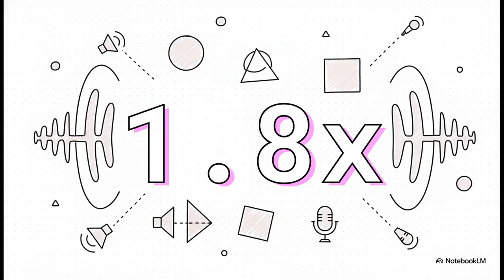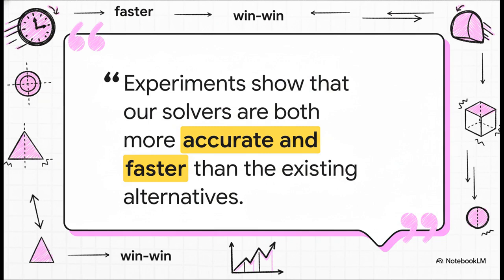And hey, this isn't just about what we can see. The exact same mathematical ideas apply to sound. For a smart room that needs to figure out where all its speakers and microphones are on its own, these new solvers are up to 1.8 times faster than what they had before. You know, the researchers behind all this really put it best. They said their experiments show that their solvers are both more accurate and faster than the existing alternatives. I mean, what more could you ask for? It's not a trade-off. It's just better all around.